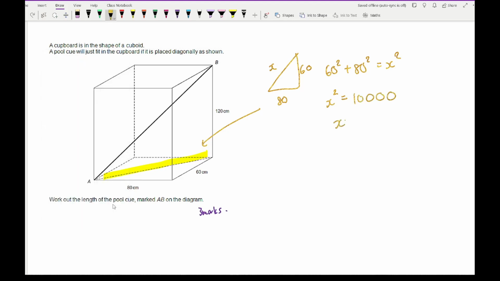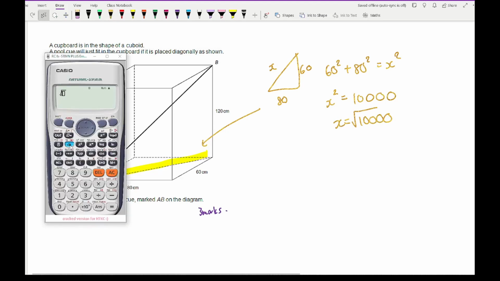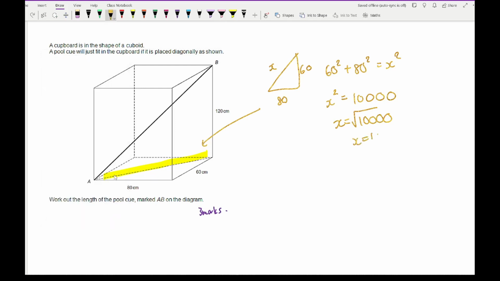And so x equals the square root of 10,000, which is going to give me a decimal answer. Oh, it goes to 100. X equals 100, of course. So this length here then is 100. Then taking that second triangle out, here I've got A, B, and whatever this is, we'll just call it C. So this length here is 100. This length here is 120, and that length there is what I'm trying to find.